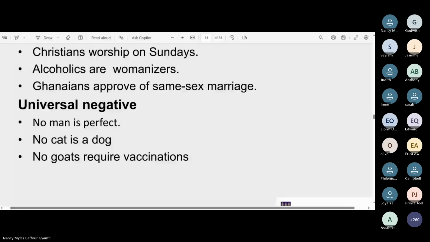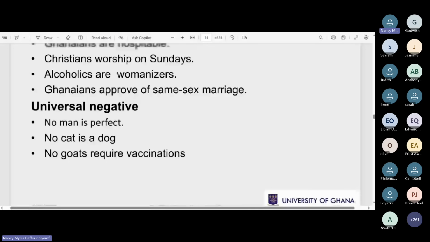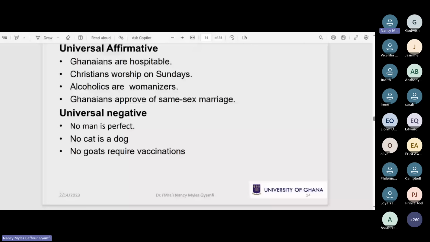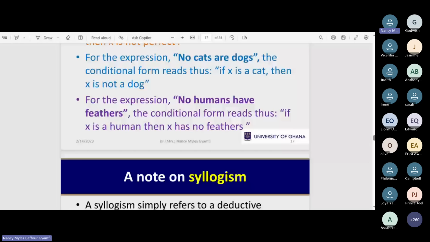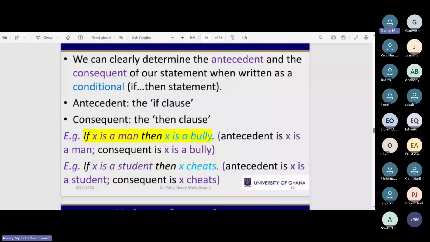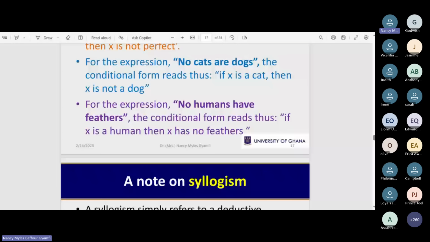If you got that, we are so done with modus ponens and all its intricacies. We can now move on. Now that you know universal negative, universal affirmative, and conditional, you can tell antecedent and consequent. Conditional, where you have a universal negation, is what I'm showing on your screen. If you want more practice, it's in the slides. No humans have feathers means if X is a human, then X has no feathers. So the negation goes into the consequent.